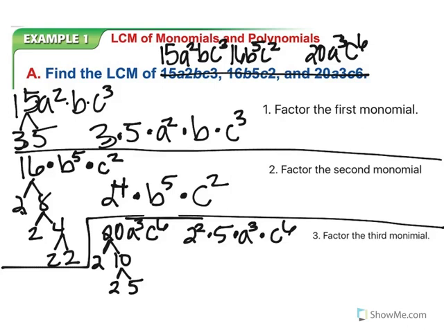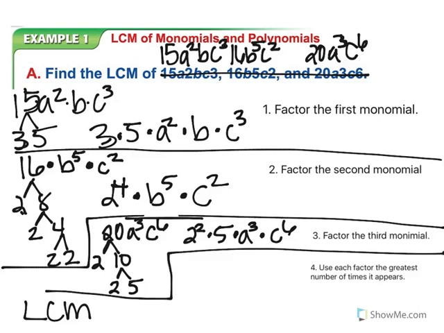Alright, so the next step to find your least common multiple, you have to use the factor of the greatest number of times that it appeared. The first thing I'm going to do is look at the numbers. I have a 3, and I don't have a 3 in my second monomial or my third, so I'm going to have a 3 times. Alright, so we have a 5, and I have a 5 here, but it's only once, so that's the greatest number of times.